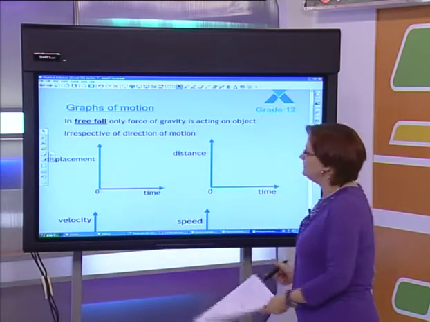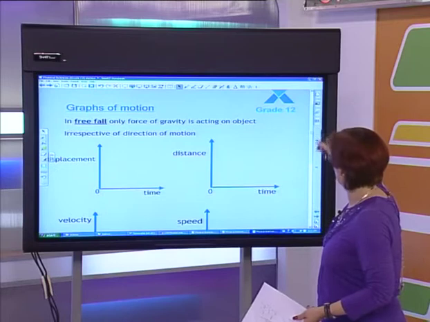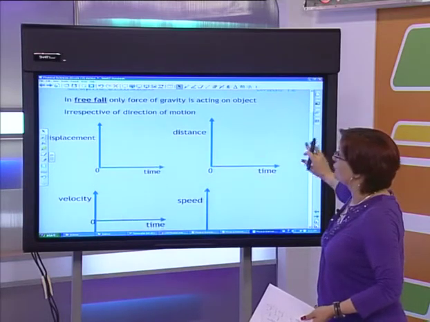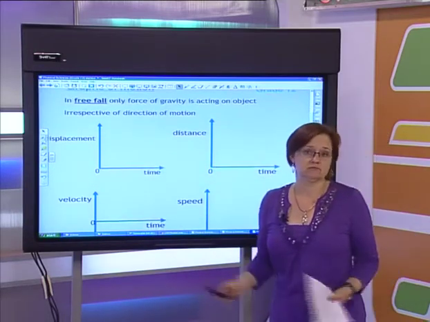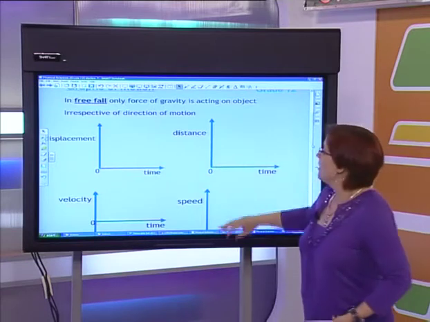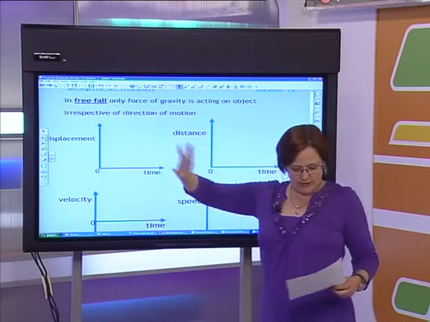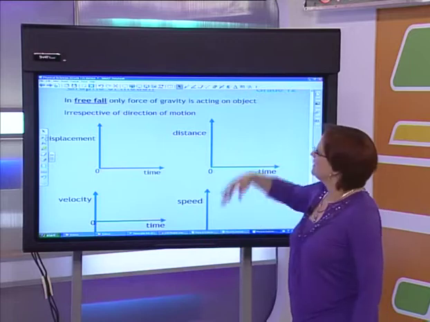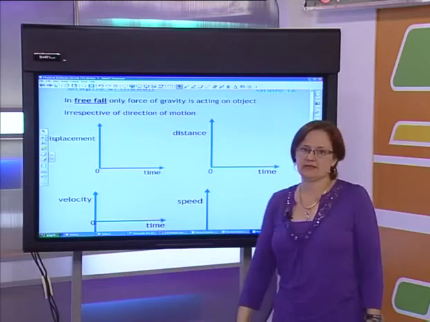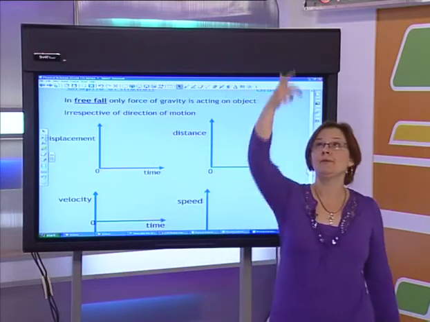Either way, okay? Now, in terms of your displacement, I've got a free-falling object, so I'm just letting an object drop. When we look at the shape of the graph, now let's consider an object that I'm actually going to throw up and catch.